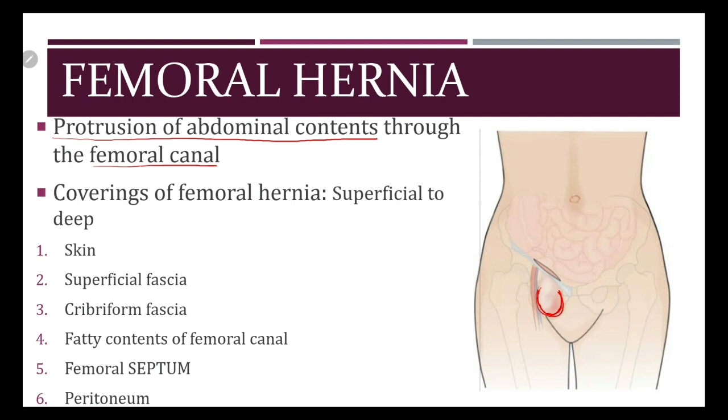Now the femoral ring is the site of potential weakness of the groin when the femoral ring is enlarged due to the abdominal distension with weakness of abdominal muscles. For example, in pregnancy. The coverings of femoral hernia from superficial to deep, these are skin, superficial fascia, cribriform fascia, fatty contents of femoral canal, femoral septum and peritoneum.